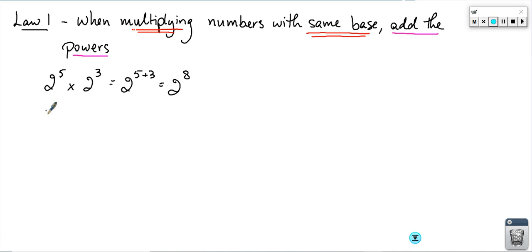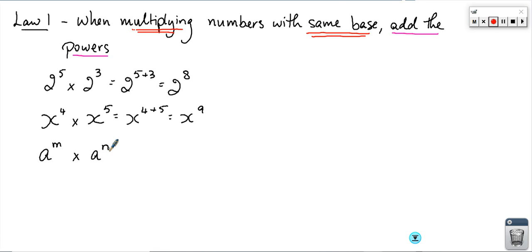Another example, x to the power of 4 multiplied by x to the power of 5, that's same base x, so x to the power of 4 plus 5, which gives x to the power of 9. Another example, a to the power of m multiplied by a to the power of n. As we can see in this example, the indices are in algebraic form, they are letters, they are variables. So, since we have same base, that's a to the power of m plus n. And that is the answer to that question.